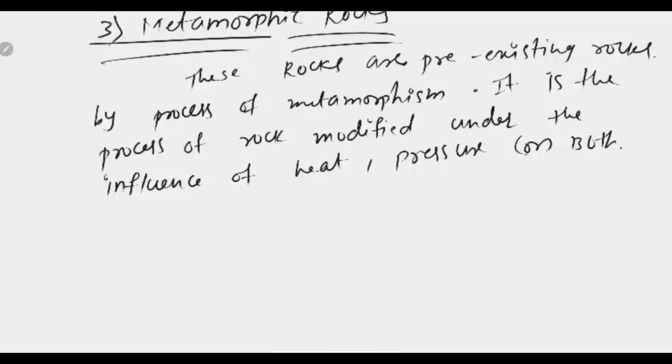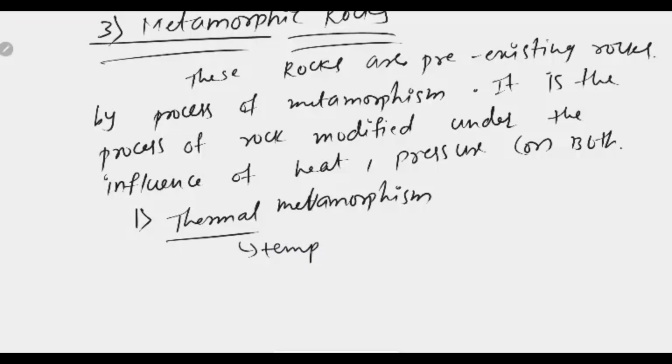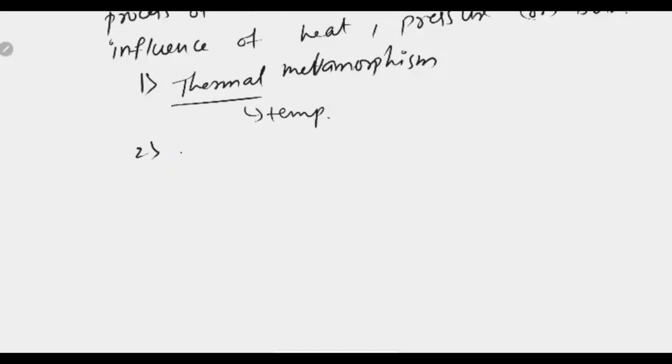And metamorphic rock also depends on two types, based on the factor used during the process of transformation. First one is contact or thermal metamorphism, where the dominating factor is temperature. Second one is dynamic metamorphism, where the dominating factor is pressure.